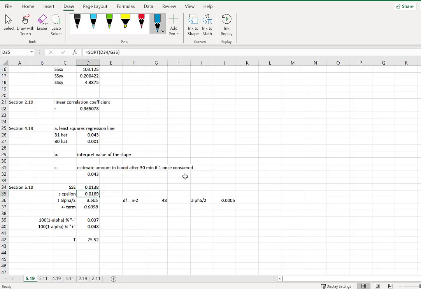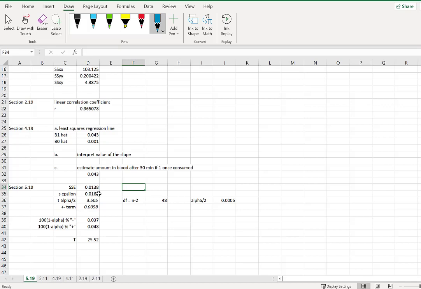We need that to be able to compute our sample standard deviation of errors, or S epsilon, and that's going to equal the square root of the sum of the squares of the errors divided by n minus 2, which is our degrees of freedom. So you can see here I've got the square root of the sum of the squares of the errors out of D34, which is the blue, divided by n minus 2, our degrees of freedom, which I have in red over here as G36. So that's 48. Doing that calculates the S epsilon for us that we'll need for our test statistic.